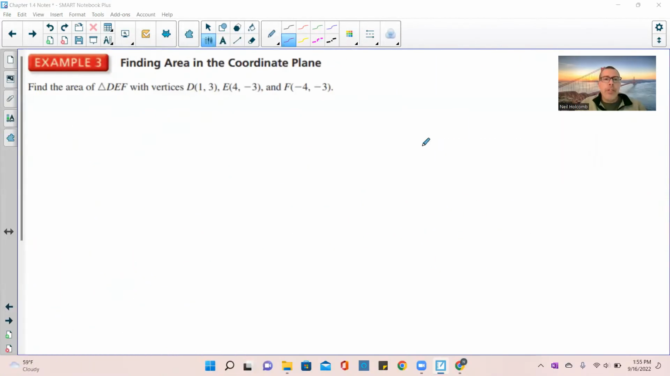Okay, example 3 wants us to find the area. I almost did it again, perimeter. It's asking for the area in the coordinate plane of this triangle DEF. Find the area with these 3 vertices.